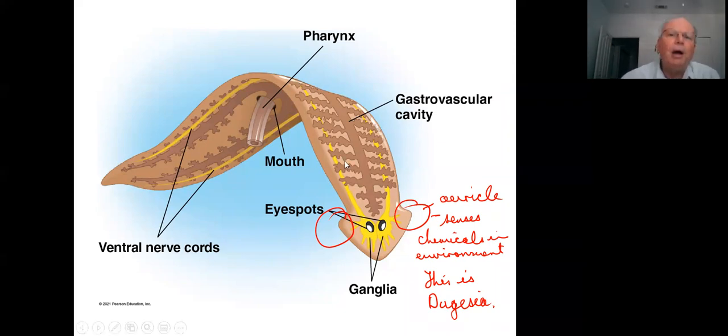These all feed by secreting digestive enzymes into the prey material. So digestion takes place externally, and then the digested material, a sort of soupy material, is then sucked up via the pharynx into the gastrovascular cavity to be distributed throughout the body to provide nutrition.